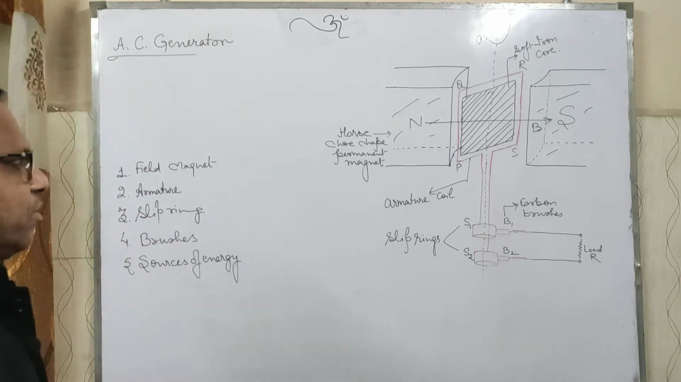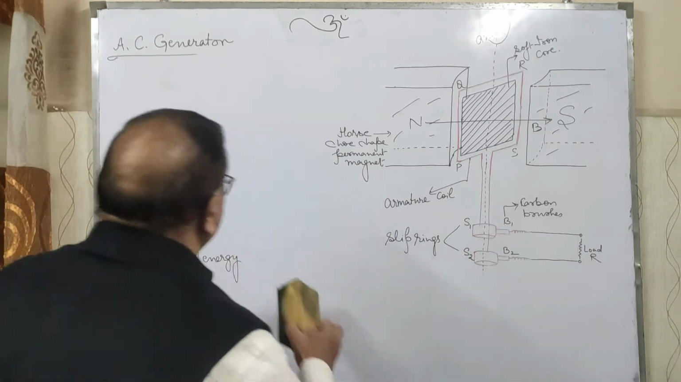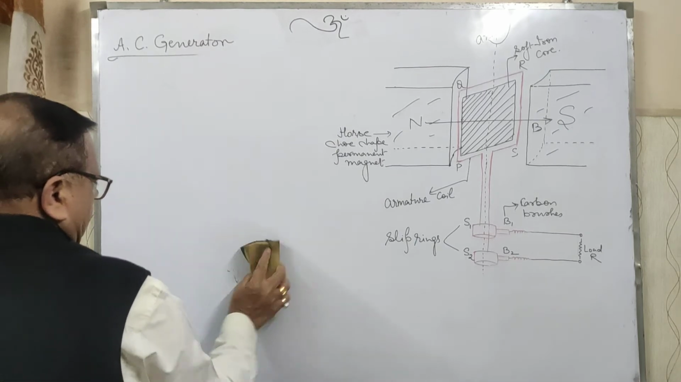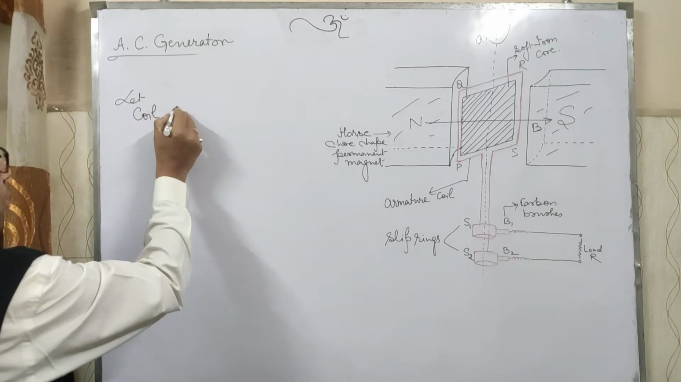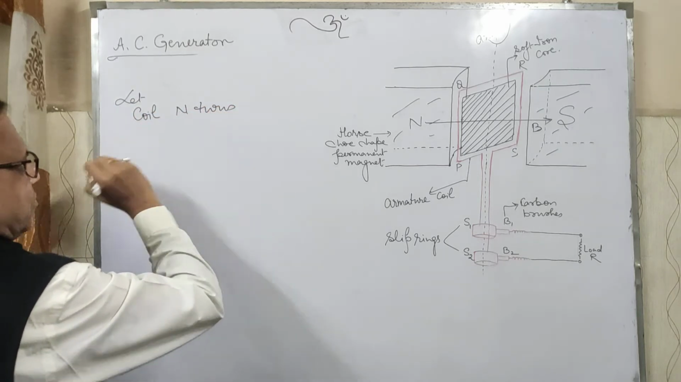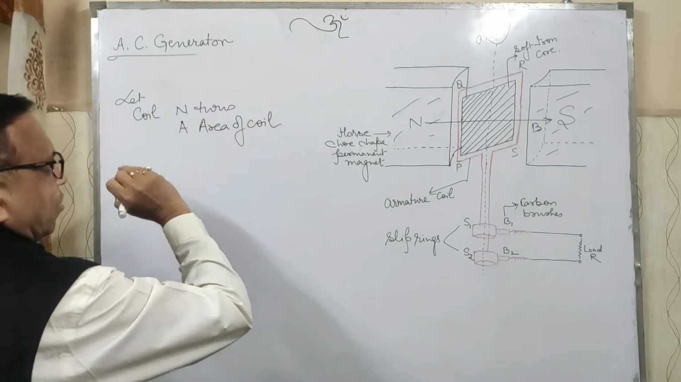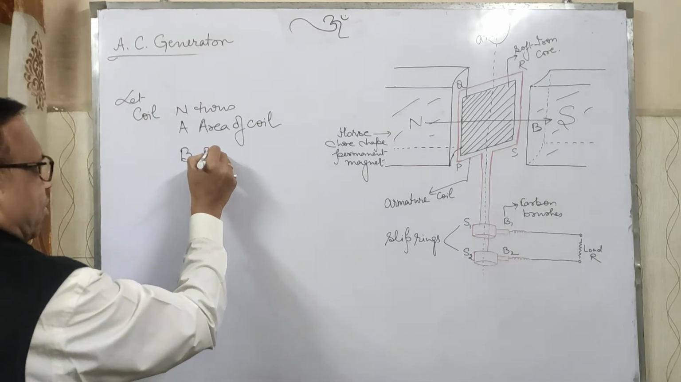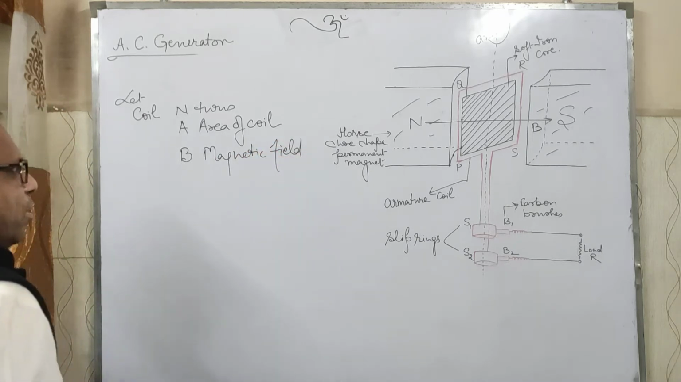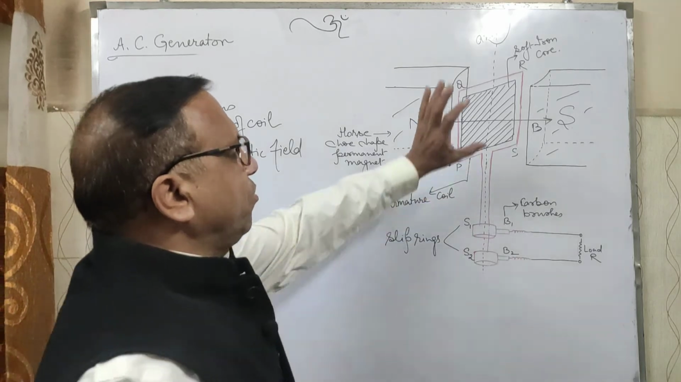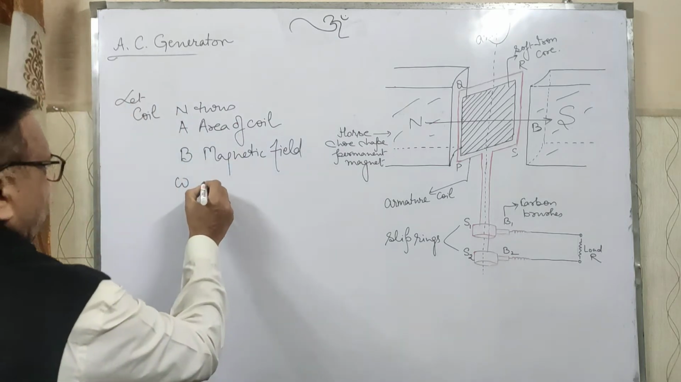Now we discuss the theory. So what about the theory? It is based on electromagnetic induction. Let the coil have a very large number of turns, N turns. A is the area of the coil. B is the strength of the magnetic field. Omega: when we rotate it with an external agency, it rotates with a constant angular velocity.